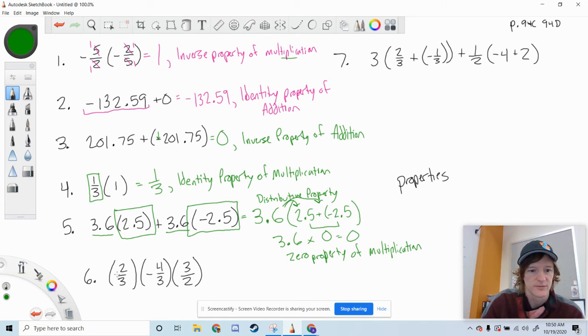For the next one, number 6, let's see. I know that I can reduce these 3's down to 1's. I can reduce these 2's down to 1's. And I'm just going to multiply straight across. But what property did we use? We used a little bit of the inverse property of multiplication.